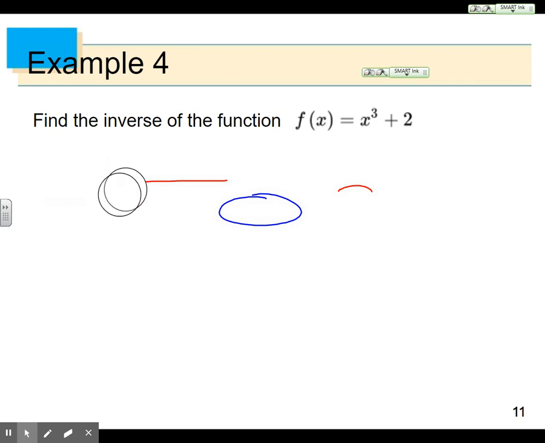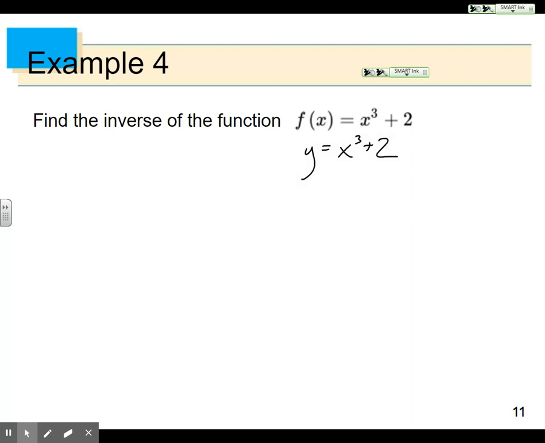So let's find the inverse of this one, and I'm going to let you try one. First step, I'm going to take out the f of x. I'm putting y in its place. Like I said, from here, according to your book, it says now just solve for x. I don't think I've taught it that way in Algebra 2 or pre-calculus, for that matter.